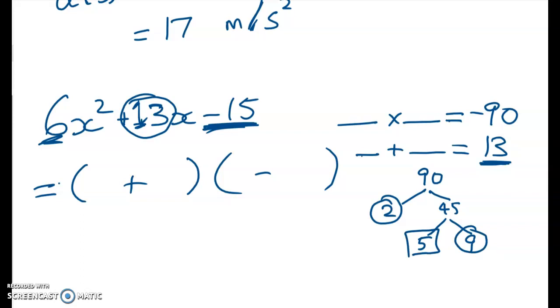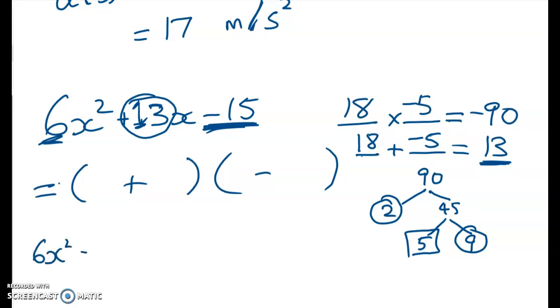So there's our answer. We've got 18 and 5. We want to have a gap of 13. So we're going to make 18 the big number and negative 5 the little number. And that's going to work to times together to give me negative 90.